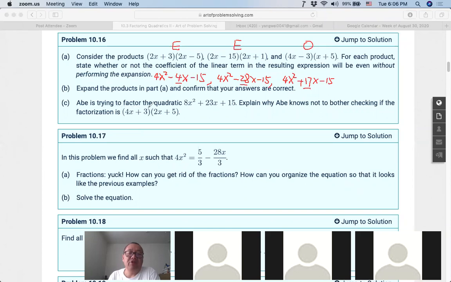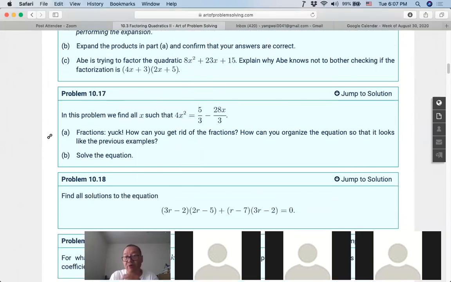Then C, Rob is trying to factor the quadratic, this one. Explain why Rob knows not to bother checking the factorization of this. Okay? Now let's say the middle term coefficient is odd. Now you check this: 3 times 2 will be even, right? 4 times 5 will be even. So the sum of two even numbers also gives you an even number. That means this one definitely should not give you the middle term equal to 23. So you don't need to bother trying this. By this way, a lot of tricks help you reduce your number of trials, and they can speed up your trial, right? So then we finish this one.